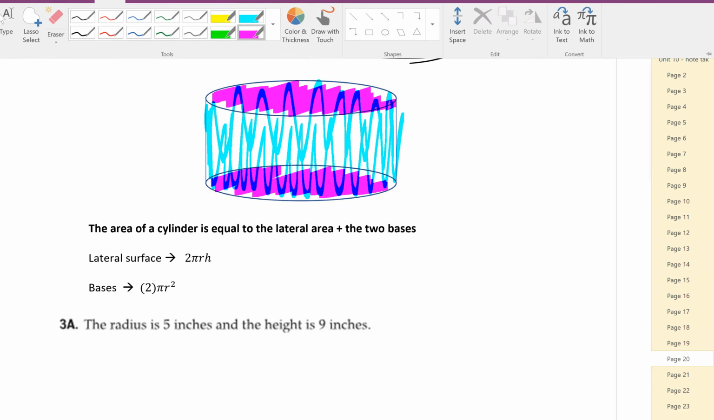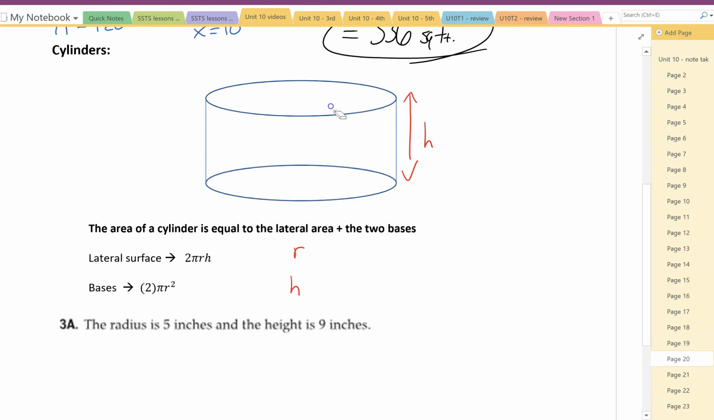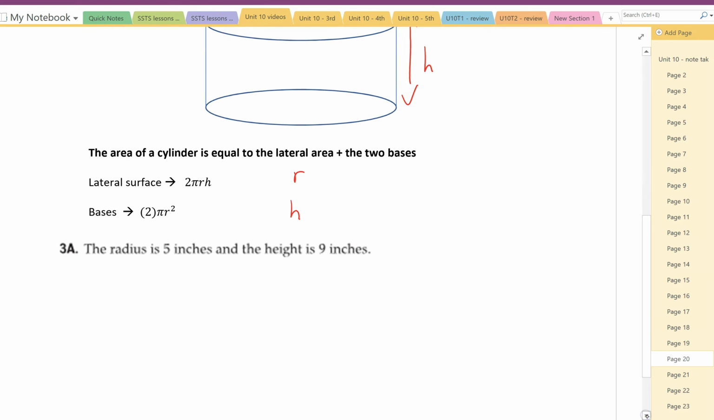And cylinders are pretty easy. The only thing I really need to know is the radius and the height. So I need to know 2 things. I need the radius and the height. So the height is going to be this right here. The radius, of course, would be the radius of the circle at the top and bottom of the cylinder. So as long as I have those 2 things, I can figure out the surface area.